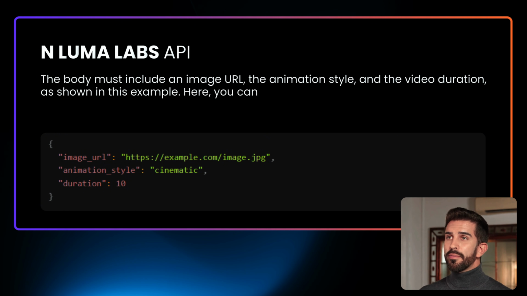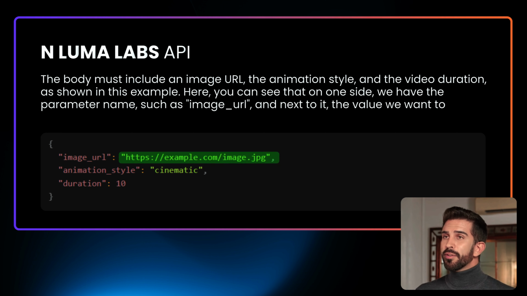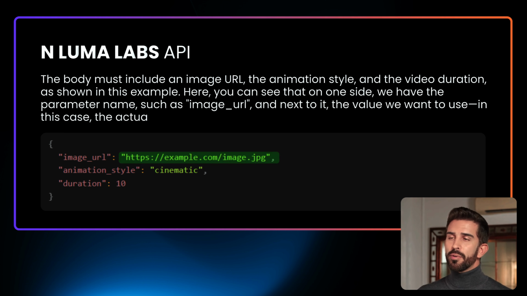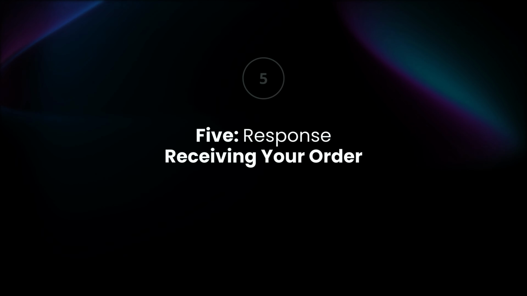in this example. Here, you can see that on one side, we have the parameter name, such as image URL, and next to it, the value we want to use. In this case, the actual image URL. Each API's documentation specifies the parameters you can use to request or send information, defining how the interaction with the service works.